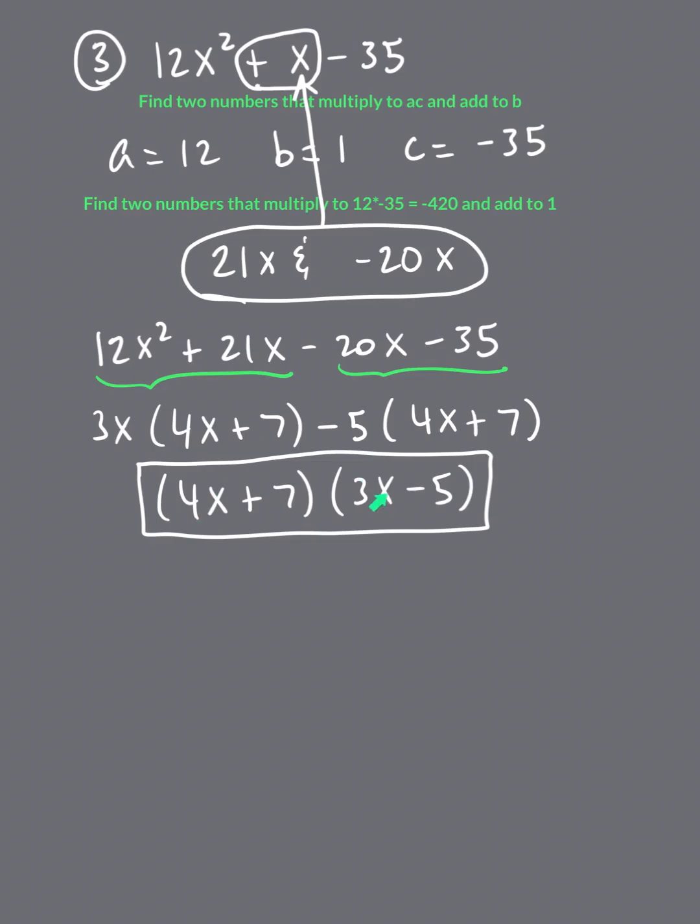4x times 3x is 12x squared. 4x times negative 5 is negative 20x. 7 times 3x is 21x. So when you add those together, you would get positive x. And then positive 7 times negative 5 would give you your negative 35. Let's do one more example.